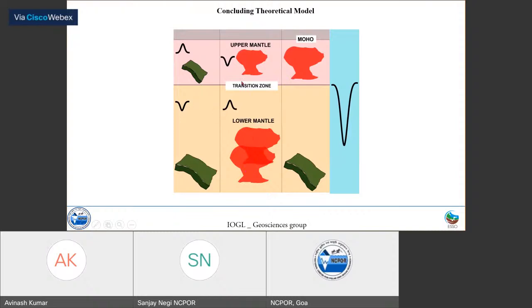So if you take out the two best possible models to explain the geoid, in the upper mantle this low velocity anomaly lies, and in the lower mantle a high density subducted slab exists, due to which a negative geoid anomaly can be produced. So these were the concluding theoretical models from the recent studies.